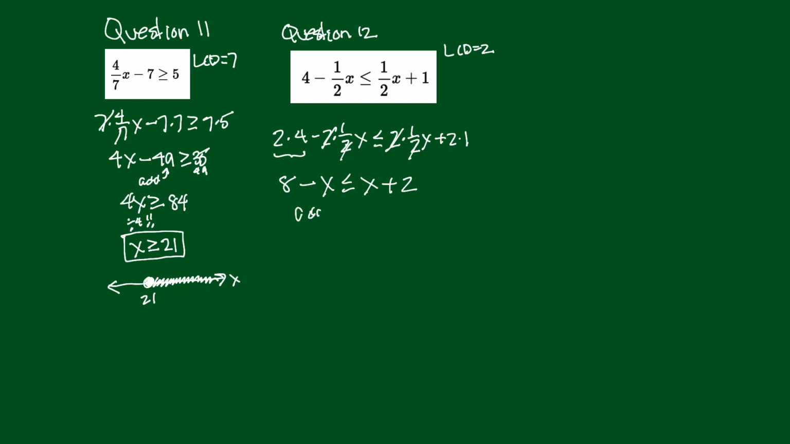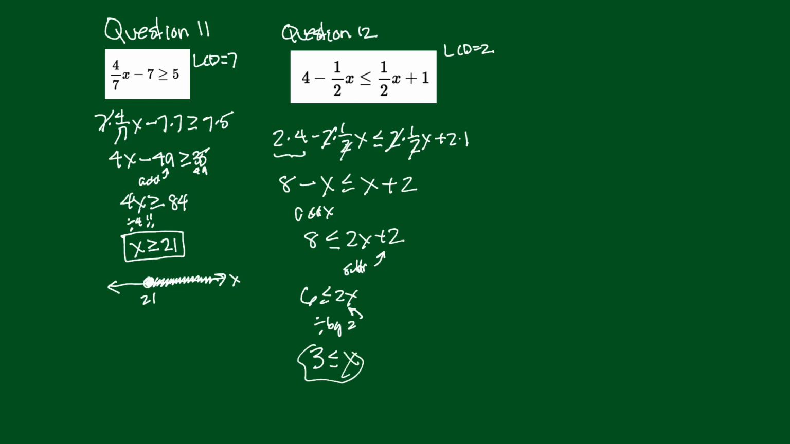Let's add x. So if I add x to each side, negative x plus x is gone. So I'm going to get the 8 less than or equal to, now over here, x plus x is 2x plus 2. Close. Let's subtract that 2. So 8 minus 2 is 6, less than or equal to 2x. Now I'm going to divide by this 2. I'm dividing by a positive number, so the symbol does not change the direction. Divide by 2, so 6 divided by 2 is 3. 3 is less than or equal to 2x divided by 2 is just x.